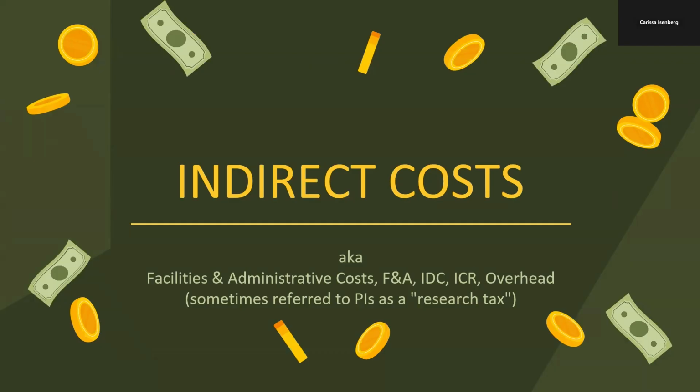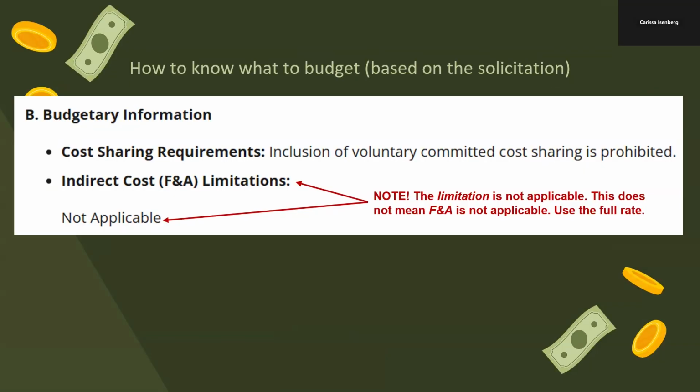For those who missed the first part of the first installment, I did go over what some of the acronyms are that I will use. Everything on this page, F&A, Facilities Administrative, IDC, ICR, overhead, all of these are those indirect costs that are associated with direct costs in a budget. Everything is based on solicitations and policies and guidelines, and we will follow whatever the most restrictive policy is.